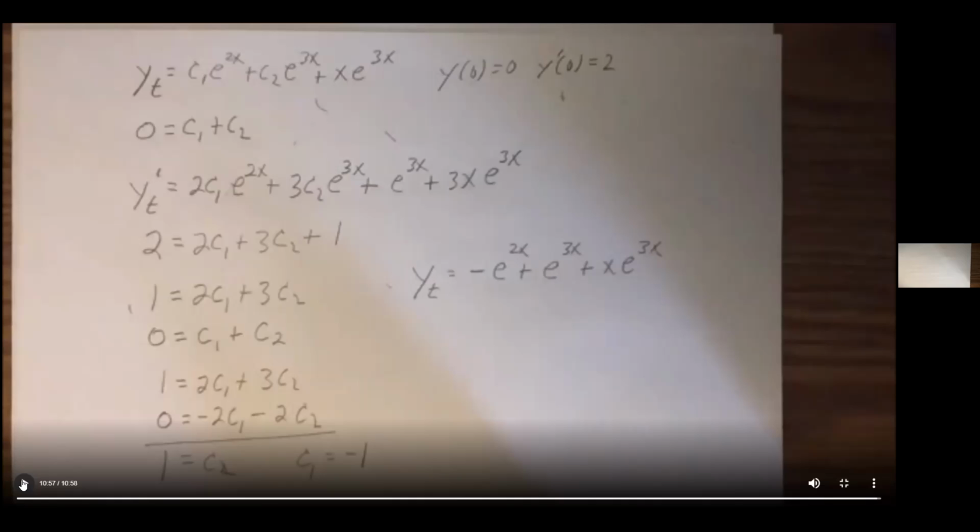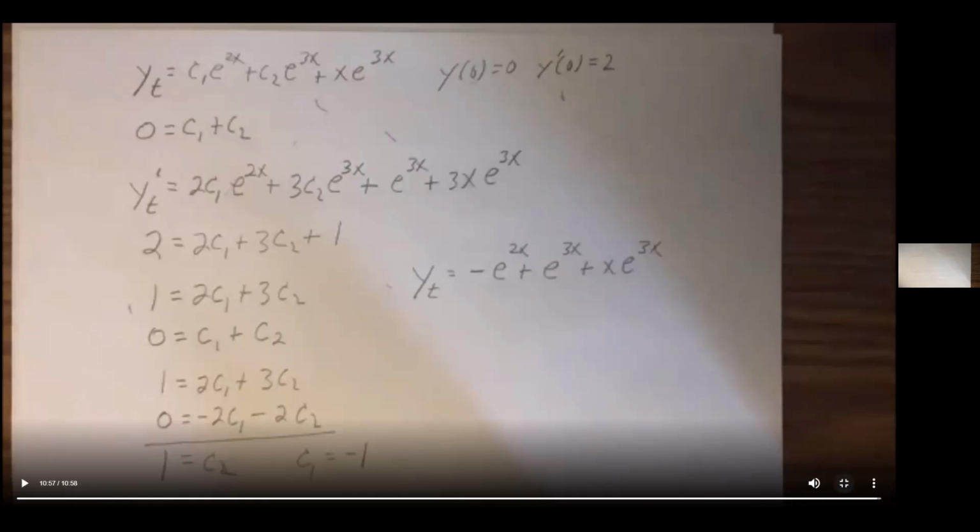Okay, so this actually got further than I expected today. That's good. And if I called this c2 and this c1, the only difference is that I would have gotten c2 to be minus 1 and c1 to be 1. So it doesn't matter which one you call c1 and c2, to answer someone else's question. When you apply the initial conditions, you'll always get the same answer.